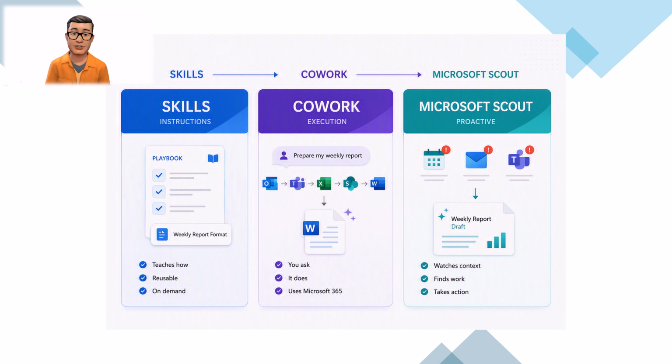One very simple analogy here. Skill: here is the company's recipe for making the report. This is skill. Cowork: I'll make the report you asked for. This is Cowork. Scout: I notice the report is due tomorrow. I will start preparing what is needed. This is Scout. I hope you will be able to understand the difference now with this example.